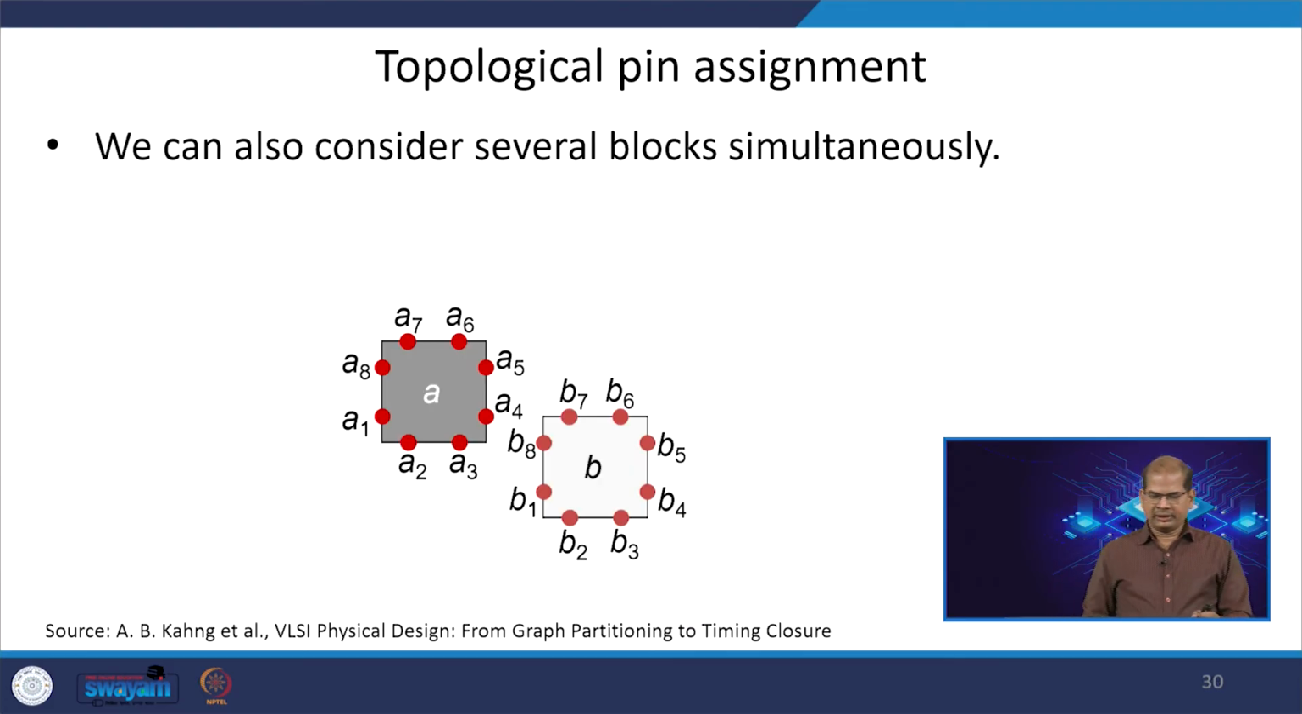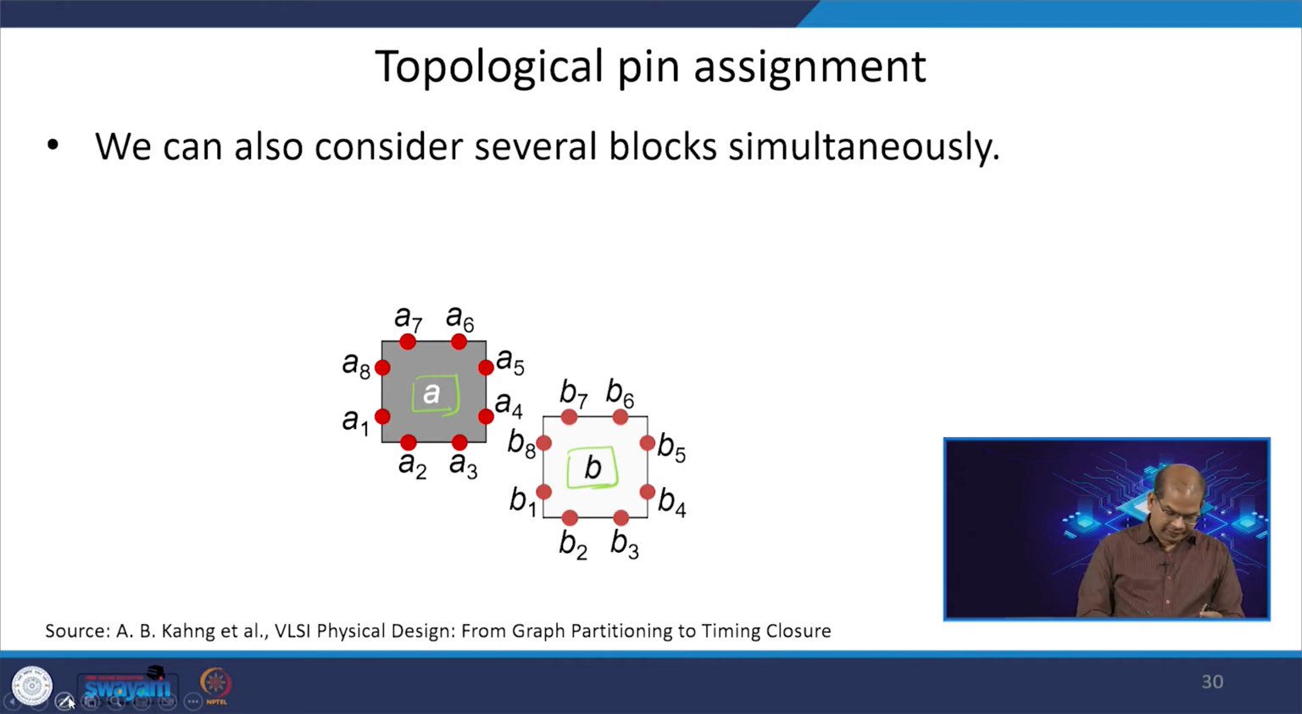Now, this is a separate example where multiple blocks' pins can be connected. How can we connect multiple blocks' pins using the topological pin assignment? This is a separate example. So, I have two blocks. Here I have block A and block B.